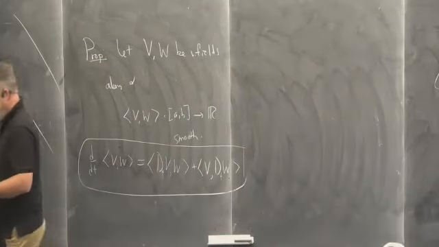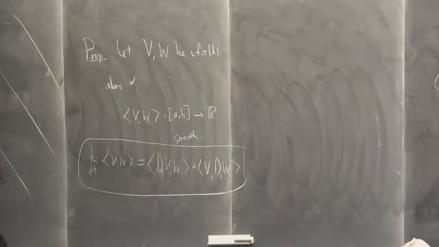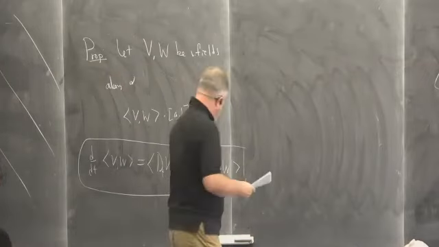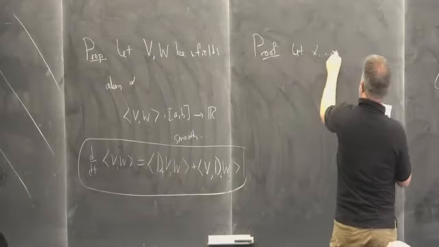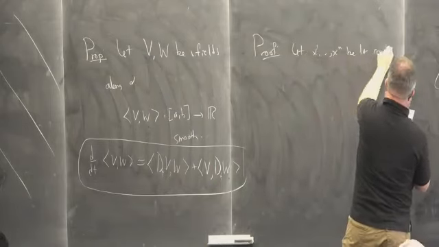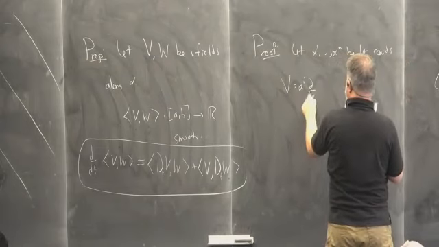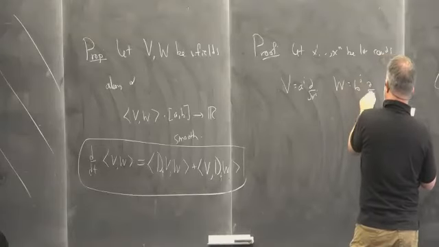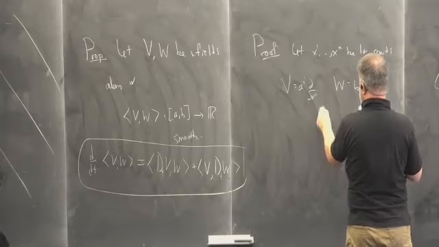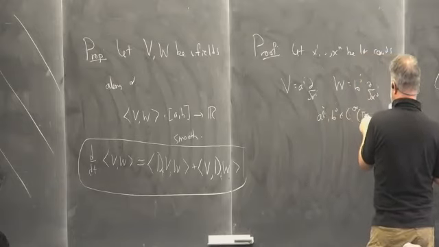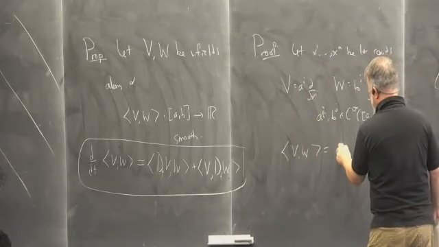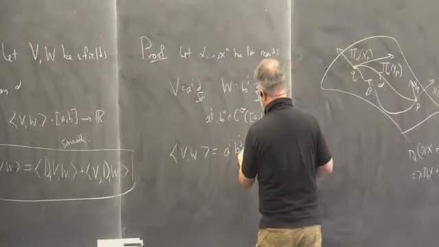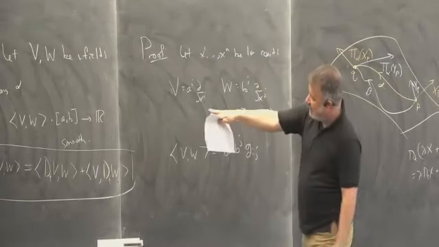Okay, so why is this true? Again, it's a computation and there's a slick way using the notion of pullbacks, but let me just sketch the computational proof. Let x^1 to x^n be local coordinates. Then I can write V as a^i d/dx^i, W as b^j d/dx^j, where a^i and b^j are smooth real valued functions on [a,b]. And if I take the inner product of V and W, it's bilinear. So this can be a^i b^j times the inner product of d/dx^i with d/dx^j, and that's g_ij.